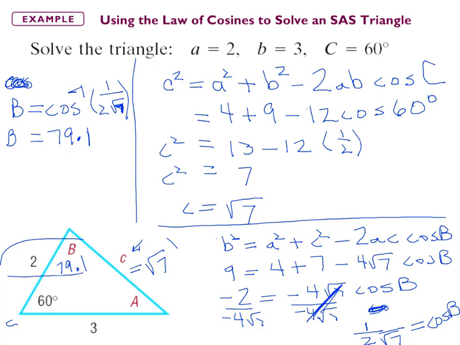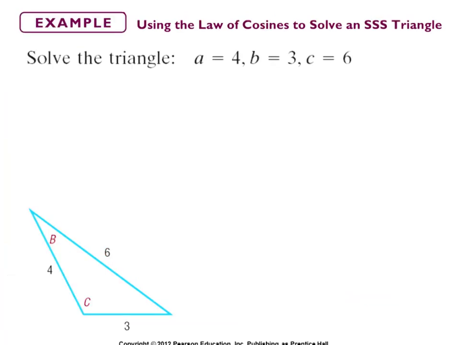Okay, so it's 79.1. And then we can find the third angle, and off we go. Right? Okay, yeah, you have to put in parentheses correctly. Okay, so now, just to say, when you're using the law of cosines, you should always solve for the largest angle first.